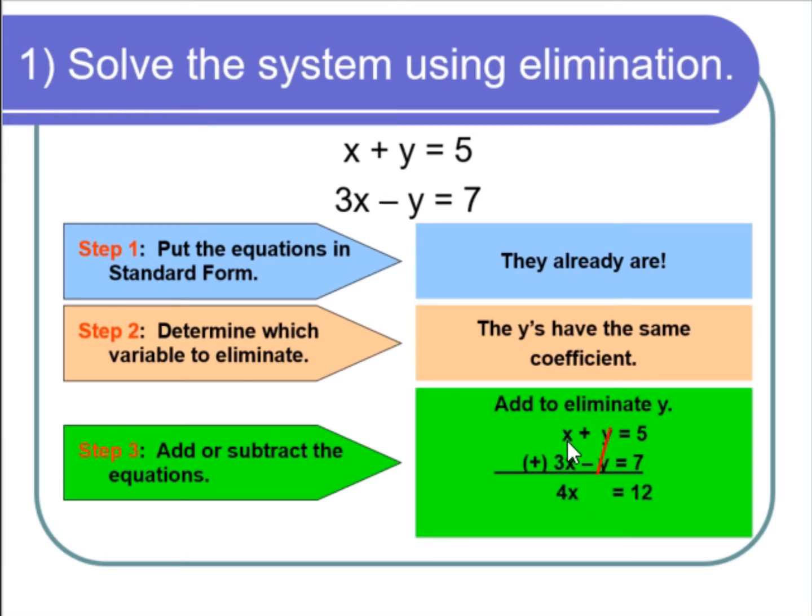So what will happen is x plus 3x is equal to 4x, and 5 plus 7 is equal to 12. We have the coefficient of x, which is 4. To remove this, we divide both sides of the equation by 4. 4x divided by 4 is equal to x, and 12 divided by 4 is equal to 3.